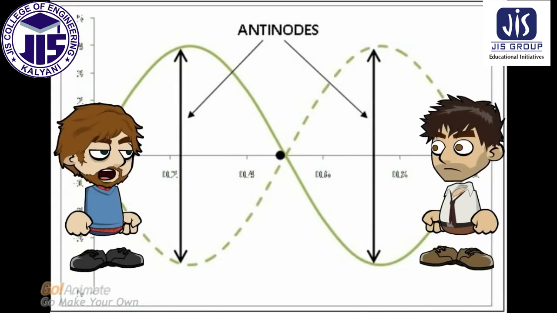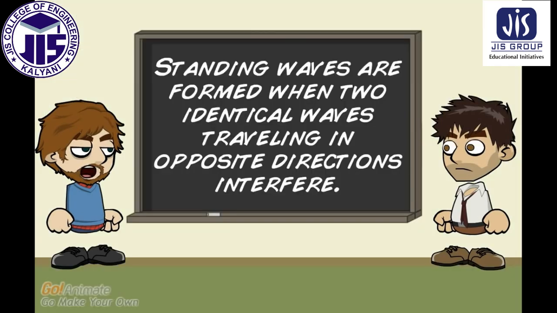The points in a standing wave with maximum displacement are called antinodes. This wave has 2 antinodes. Let's summarize. To make a standing wave, we need 2 identical waves traveling in opposite directions. The 2 waves should fit exactly on the string.